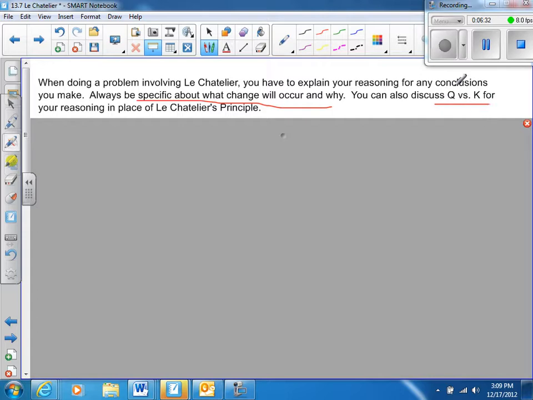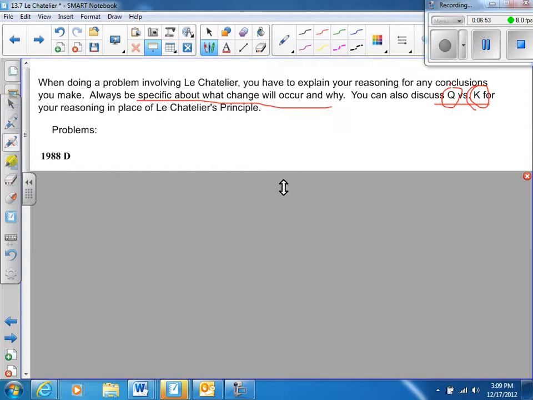If Q went up, based on the changes that occurred, products are too big, so you have to shift left. If Q went down, based on whatever change you did, then products are too small, and we need to shift right, because we always have to get back to K, the equilibrium constant.